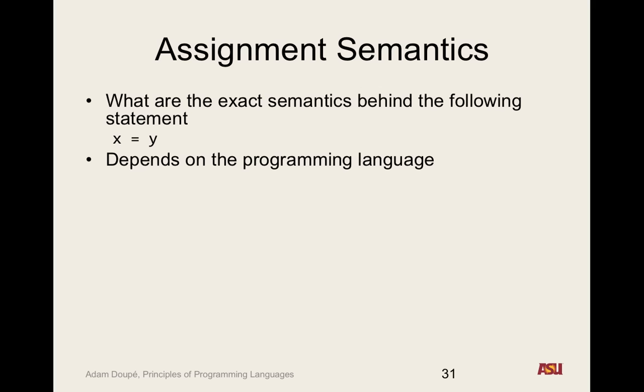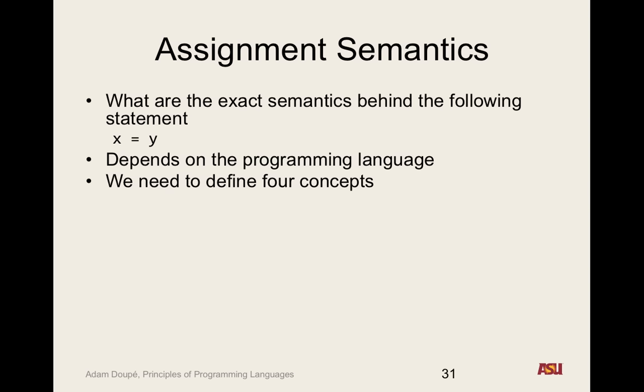Are we copying? Do we copy what's in the right-hand side to the left-hand side? What if they're pointers? Do they somehow share the same object? Do we clone this whole object, so maybe X is now a brand new copy of whatever used to be in Y? There are all types of different options for how this could be implemented. So what we're going to discuss is what are the different ways, and how can we break it down to know exactly what it means?